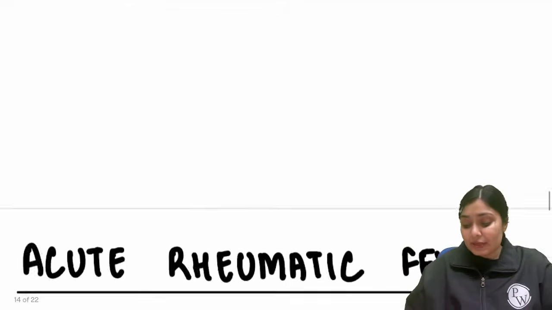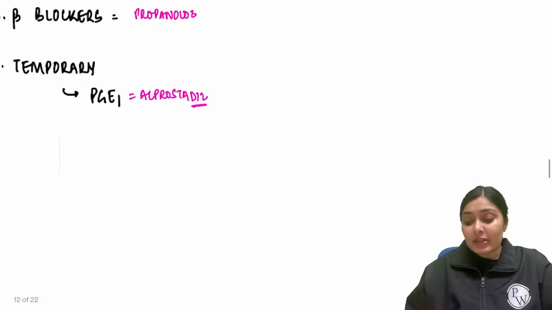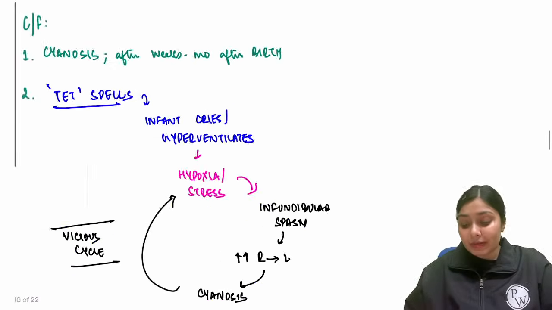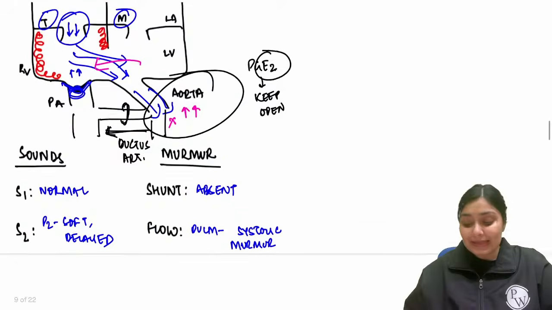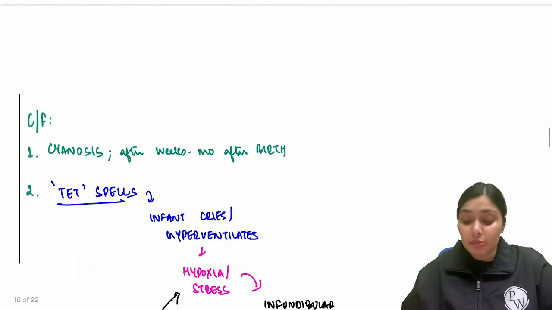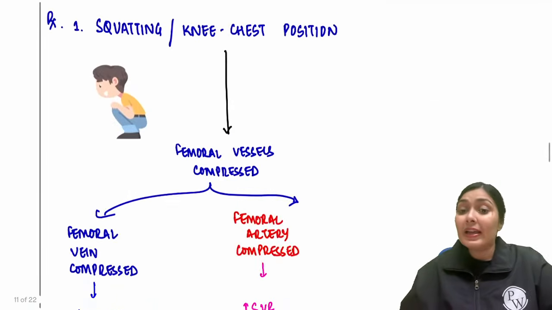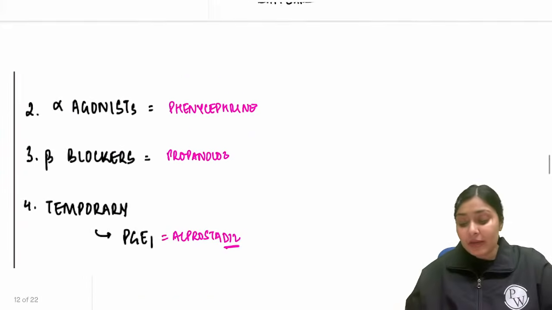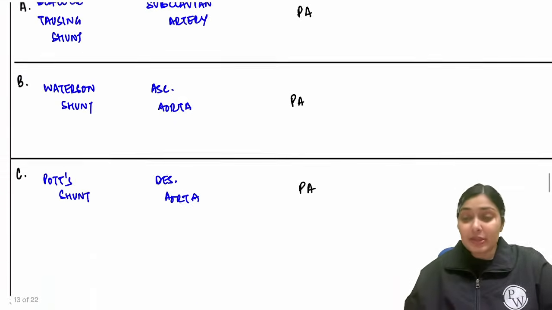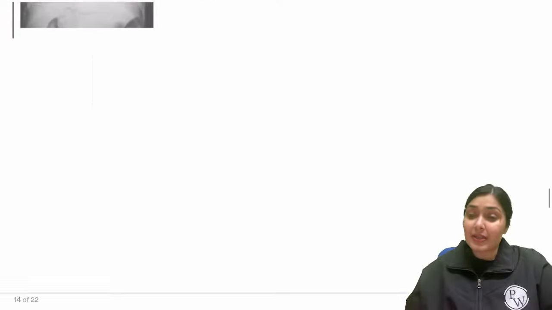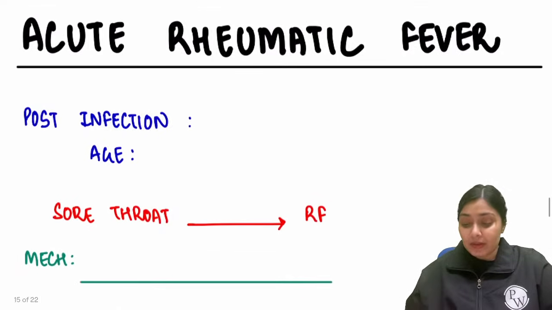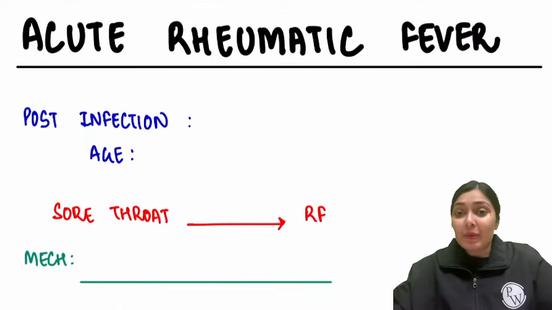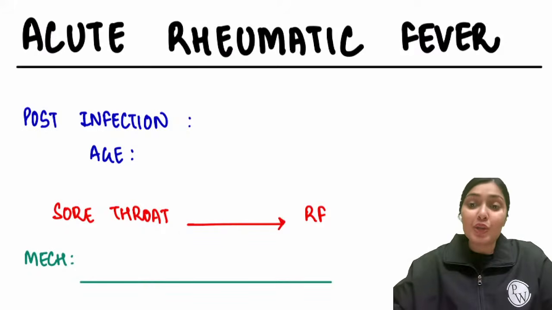This completes the section on TOF. Whenever they ask TOF, tell about the tetrad, the four components, make this line diagram, tell about the sounds in the murmur, clinical features, Tet spell, explain the management of the Tet spell, and the surgery part and the chest X-ray, the infamous chest X-ray. Now let's wrap up the session with the last topic, that is acute rheumatic fever.